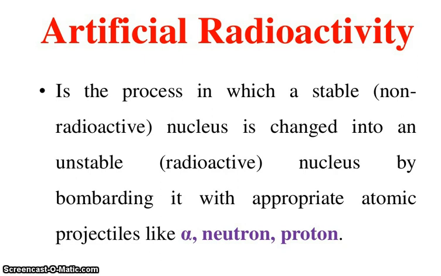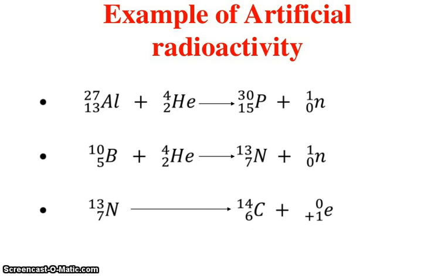Artificial radioactivity is the process in which a stable nucleus is changed into an unstable nucleus by bombarding it with appropriate atomic projectiles like alpha particles, neutrons and protons. You can see here aluminum and helium give the phosphorus nucleus, boron and helium give nitrogen nucleus, and nitrogen gives the carbon nucleus.